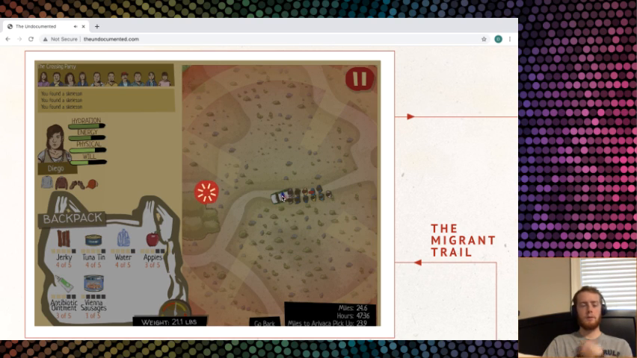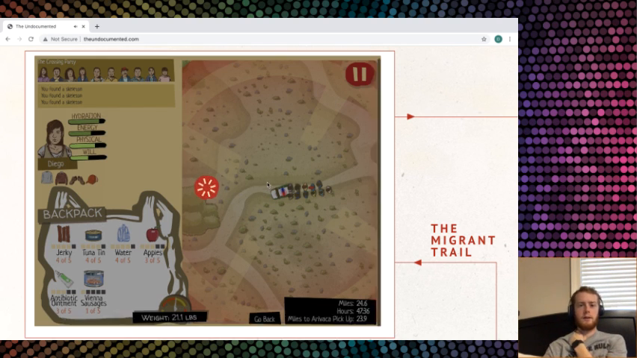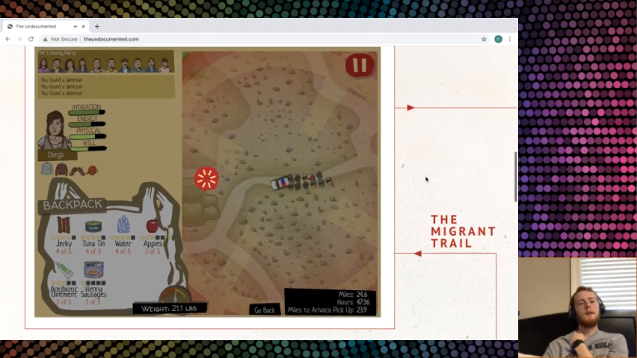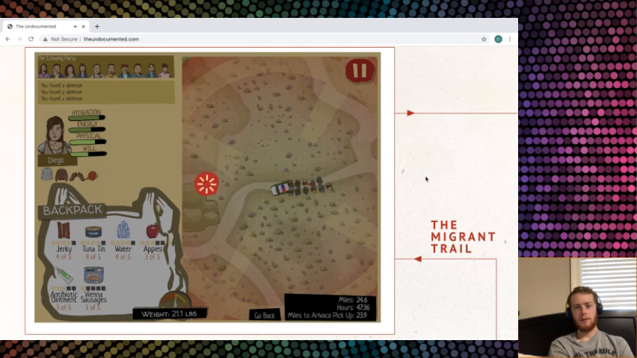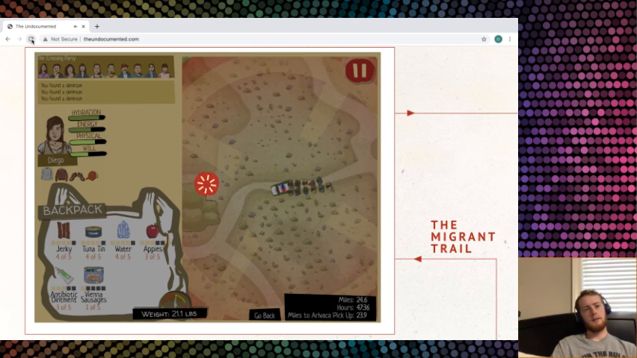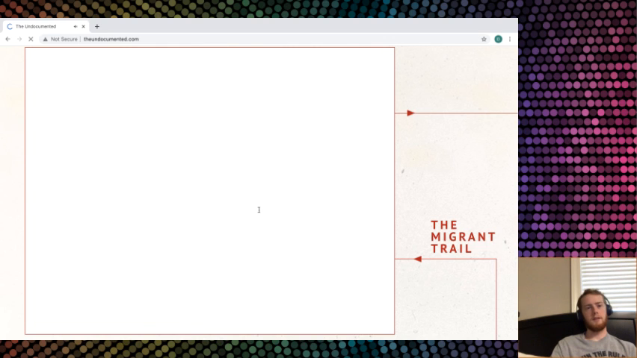Alright, looks like the Border Patrol caught us. And looks like this is stuck in the loading screen. So it'd be difficult to pretty much not get caught by the Border Patrol. I guess I should have just gone a different route instead of trying to sneak past them. Oh well. Alright, so let's reload this page since it's not loading.